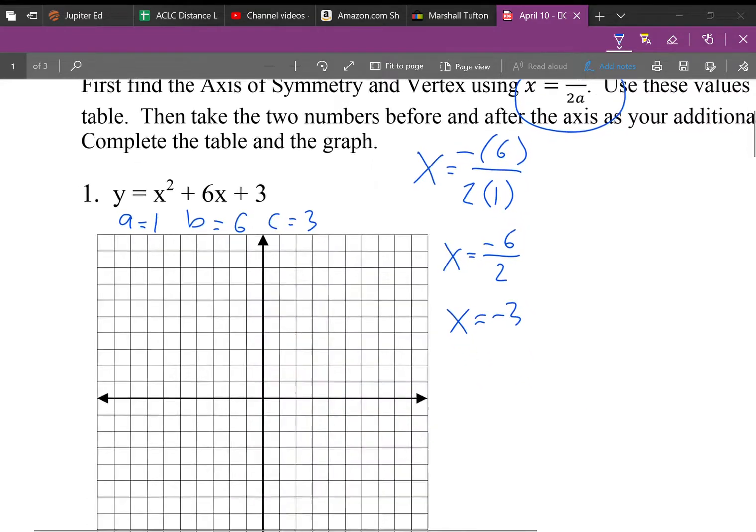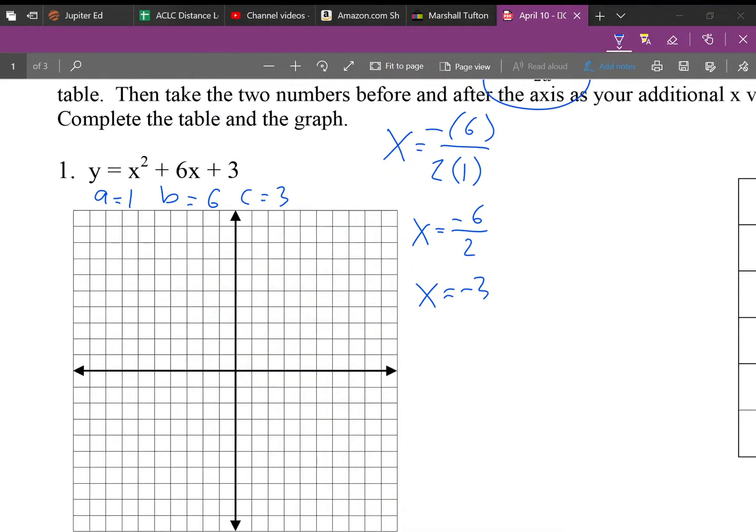So I'm going to do a couple of things here. This is the axis of symmetry, so I want to graph that. Negative 3 on our x-axis is going to be what? Right here. 1, 2, 3, so negative 3. And remember, the axis of symmetry is a vertical line. A line that goes straight up and down, and we make it dotted. It's technically not part of the graph, it's a guideline really.